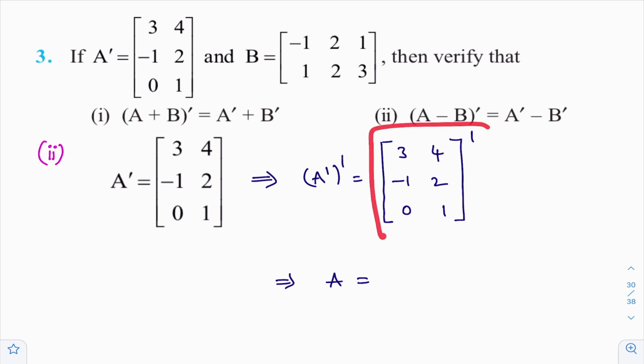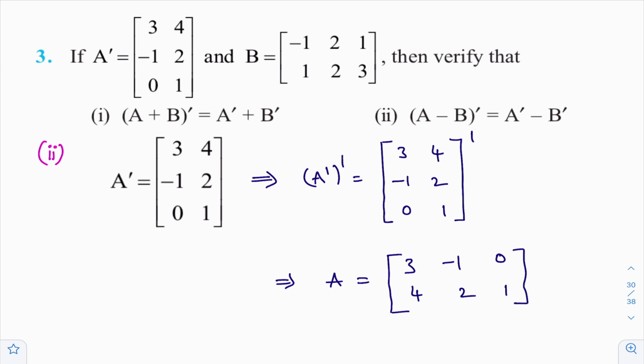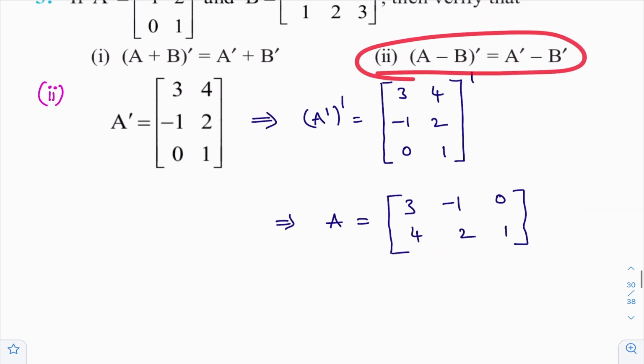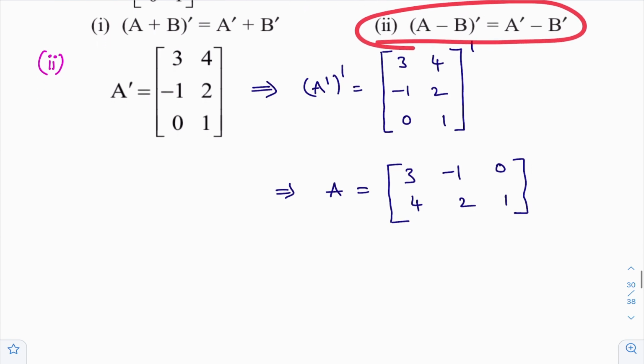How to write the transpose of this matrix? Very simple. You take the first row, write it as the first column: 3, 4. You take the second row, write it as the second column: minus 1, 2. You take the third row, write it as the third column. Now you know matrix A. Now, as I am verifying the second bit, A minus B whole dash equal to A dash minus B dash, I need A minus B.